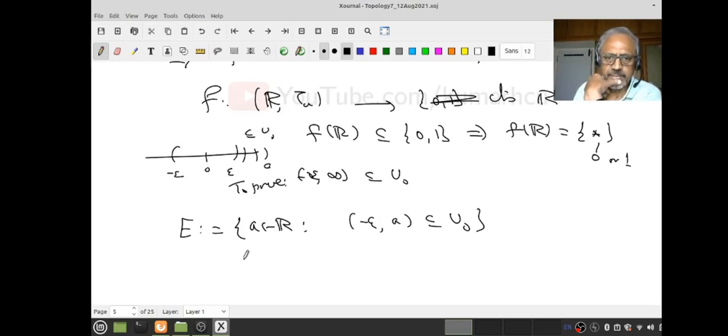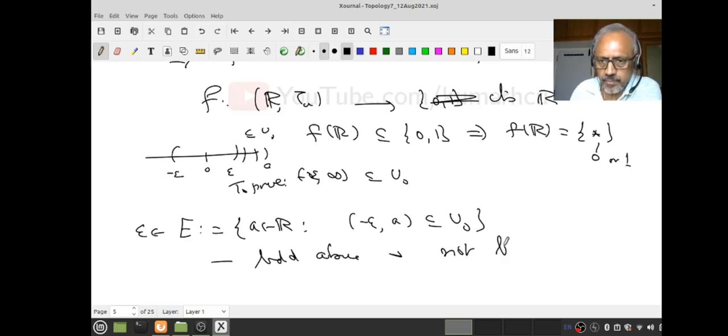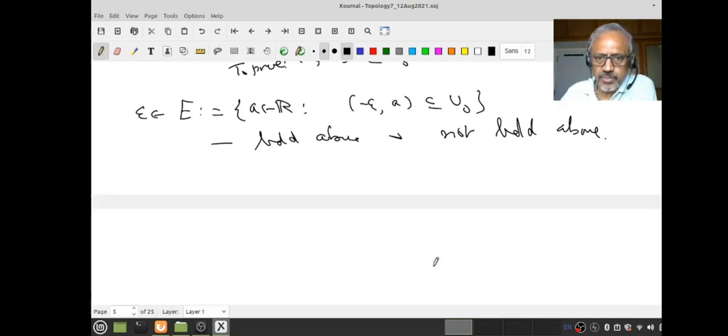So this is non-empty. Why is this non-empty? Epsilon belongs to this, right? Okay, now what are the possibilities? This is a non-empty subset of R. Therefore either it is bounded above or not bounded above. I am going to show it's not bounded above. That's it. So suppose it's bounded above, this is the first case, and the second case is not bounded above.